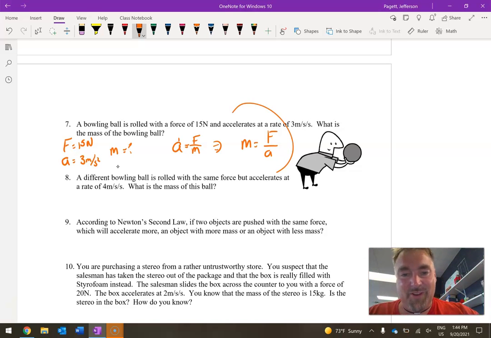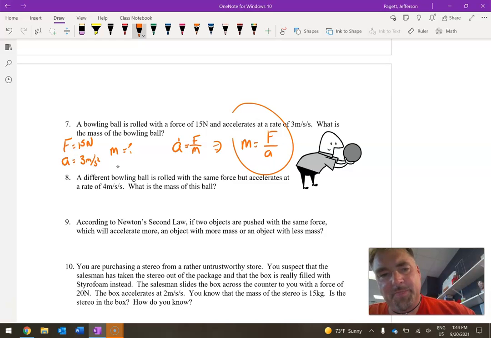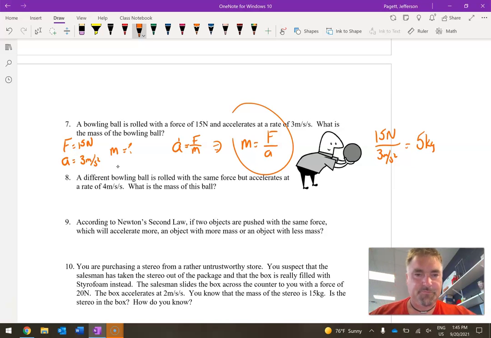So you don't have to rewrite this like this, but you can if you wish. So if I take the force, which is 15 newtons, and divide it by my acceleration of 3 meters per second squared, that will give me a mass of 5 kilograms.